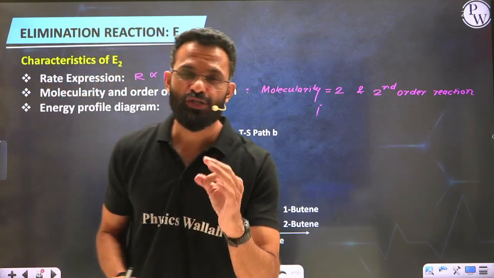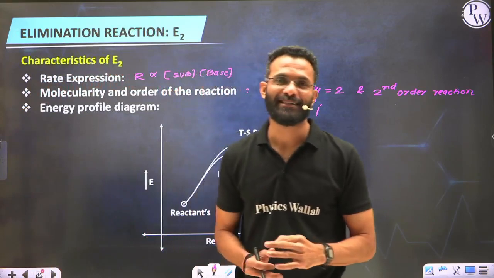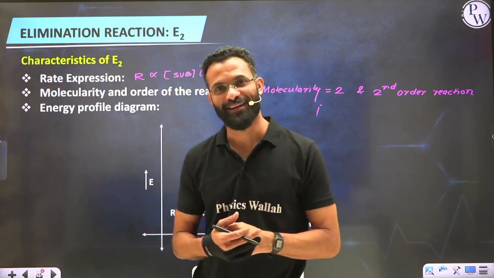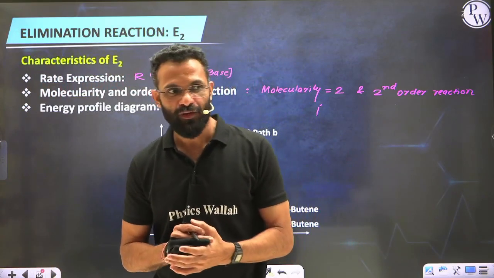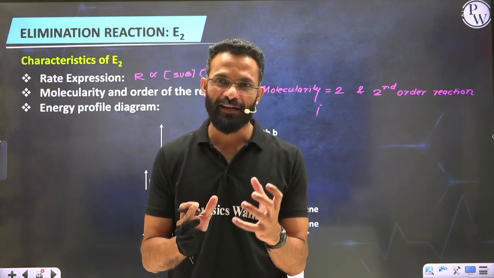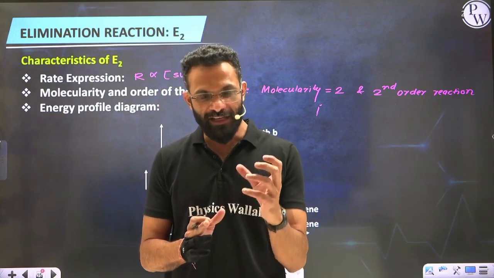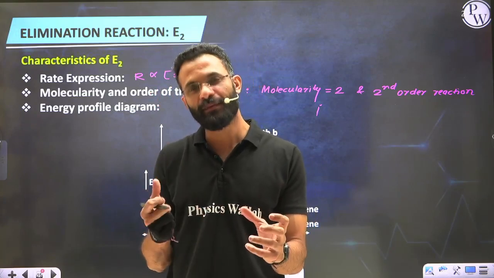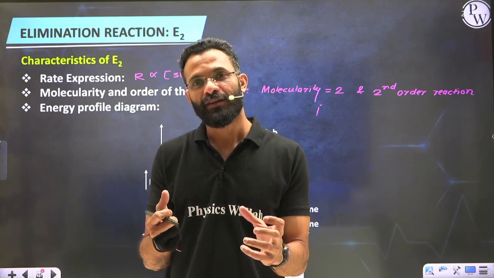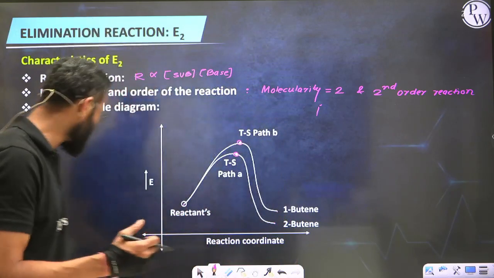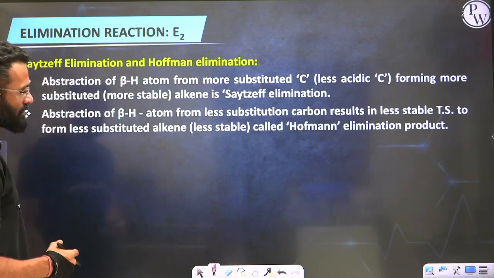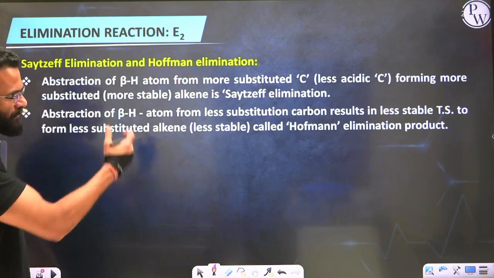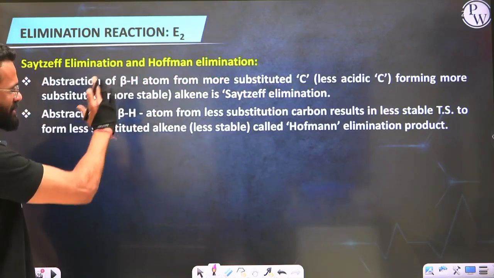Now, the most important thing of the E2 reaction is the stereochemistry of the E2 reaction, as in, we need to understand what is the required arrangement of the leaving group and the beta hydrogen to be abstracted, which is required as a necessary condition. So guys, before we enter into the stereochemistry, the 2 points which we have already studied, we are just revising here.